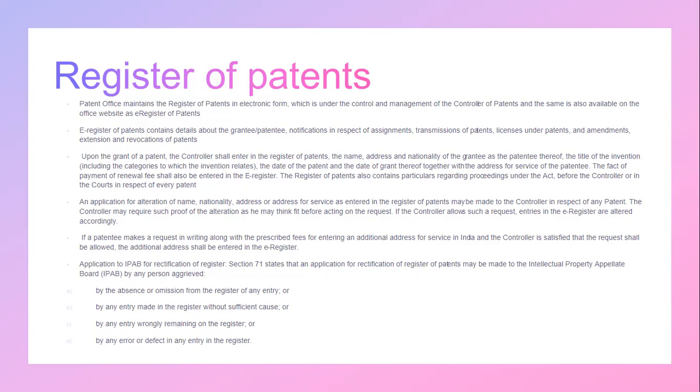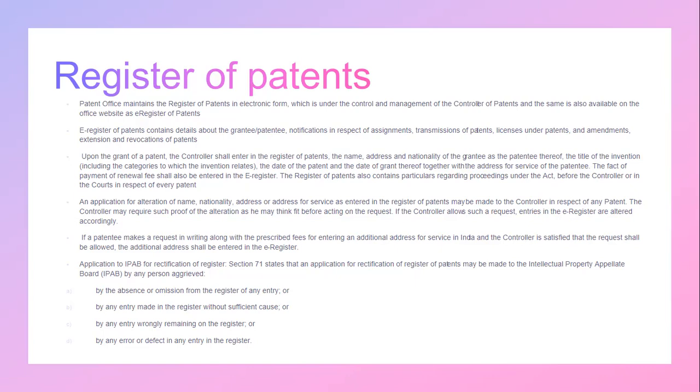That means in case there is some wrong entry which has been made in this register of patents, or an entry has been missed, or there is an entry which has been done, but it's not clear why that entry has been done, or any error or defect which needs to be corrected, it can be done under section 71. That is, you can make an application for rectification.